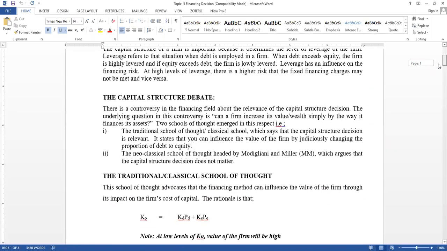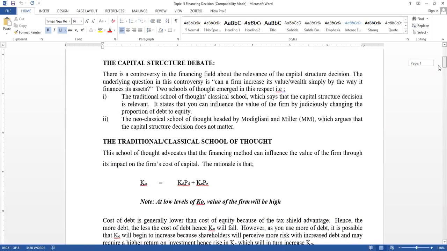Look at the capital structure debate, where we have two schools of thought: the traditional, which says that the capital structure decision is relevant, and that you can influence the value of the firm by judiciously changing the proportion of debt to equity. Then you have the neoclassical school of thought by Modigliani and Miller, MM, which argues that the capital structure does not matter.